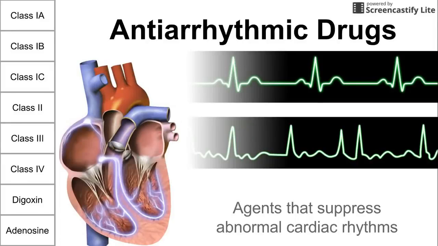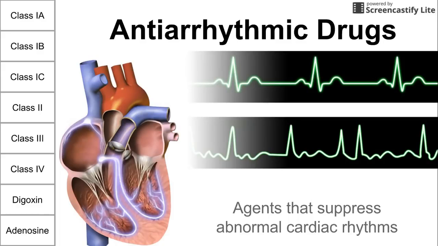This is a short video on antiarrhythmic drugs, or a class of drugs that suppress abnormal cardiac rhythms. Now on this first page here, we have a picture of an abnormal cardiac rhythm, in this case, atrial fibrillation. This second EKG that you see here, the bottom EKG, shows atrial fibrillation.